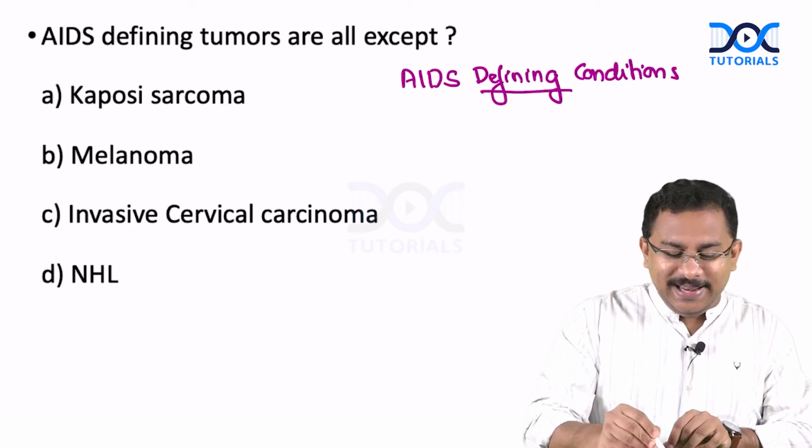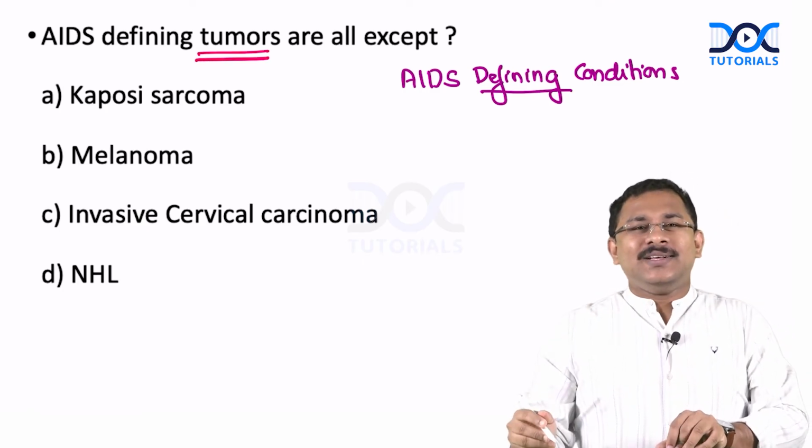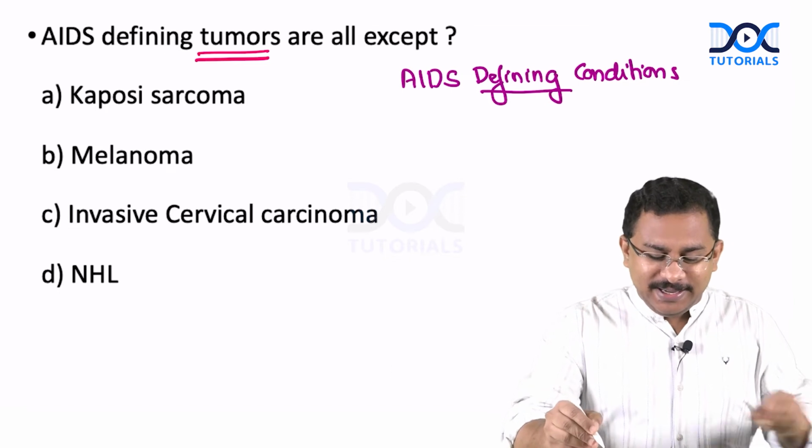And these AIDS defining conditions commonly occur in patients with AIDS. They are less common in immunocompetent individuals. I am not saying that all the AIDS defining conditions occur exclusively in HIV positive patients. They can occur otherwise also, but generally more common in immunocompromised individuals. Specifically, the examiner is asking about AIDS defining tumors. So what are the tumors which are AIDS defining conditions?